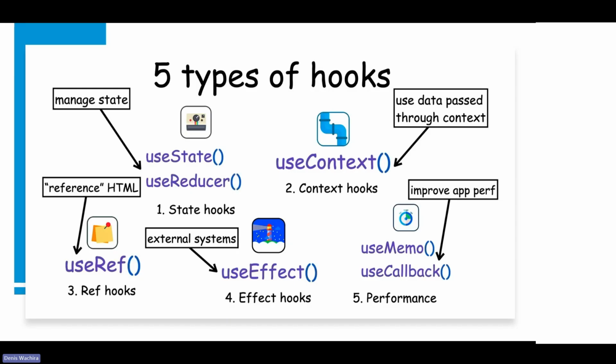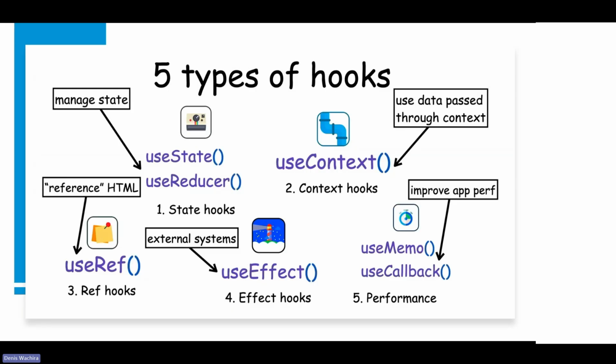So these two hooks are usually used to manage state in React. Then the second type of hook we have is useContext. So useContext uses data that is passed through a context. Then we have the third hook, which is useRef. So useRef uses references to elements from your HTML document. And finally, hook number 4 is useEffect.